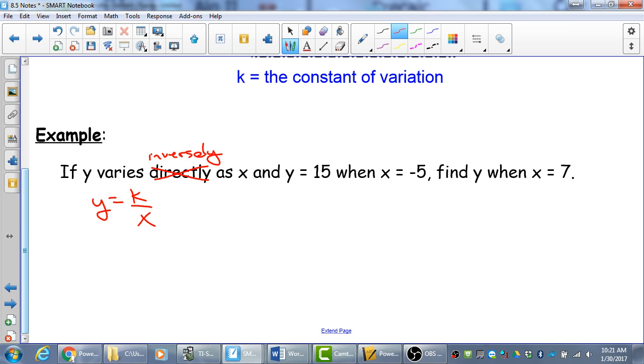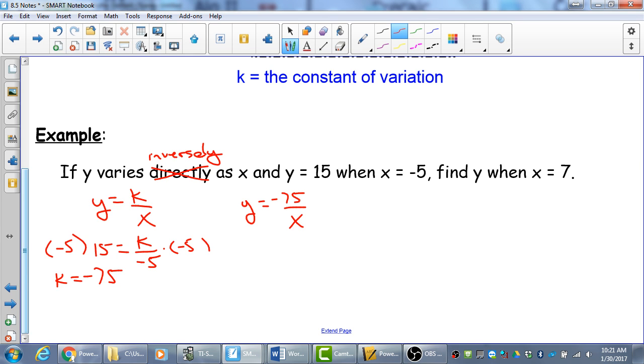Y equals 15 when x equals -5. So find the k, and then we're going to use the k. In this case, we have to multiply by -5. Multiply by -5. So k is -75. Well, now we can rewrite that equation. We can write y equals -75 over x.